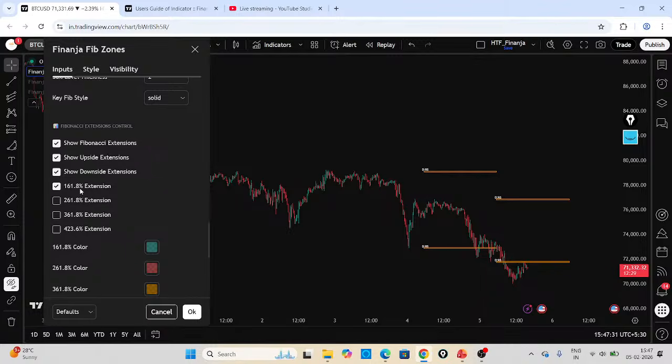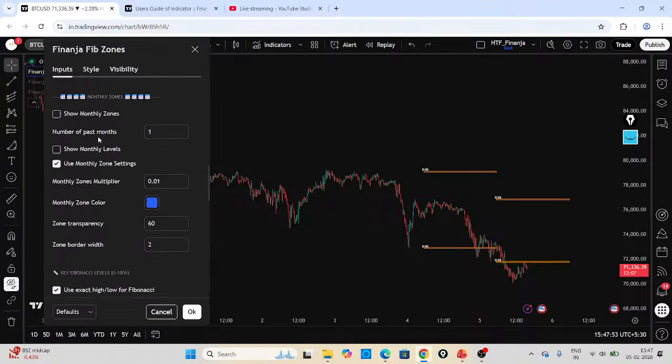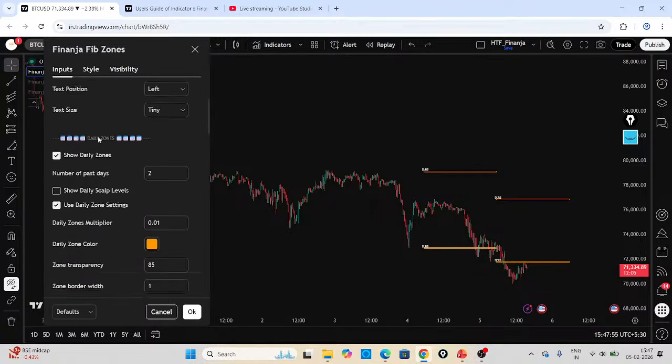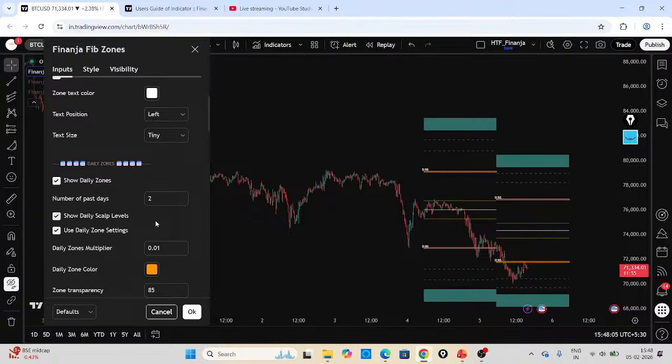Okay, by default 161.8% extension will be switched on. Based on the market movement, you can come here and you can switch on the levels. Okay, and also we have labels. I will show you, there are no labels right now, because no daily levels are plotted here. So if you come here under the show daily zones, show daily scalp levels.